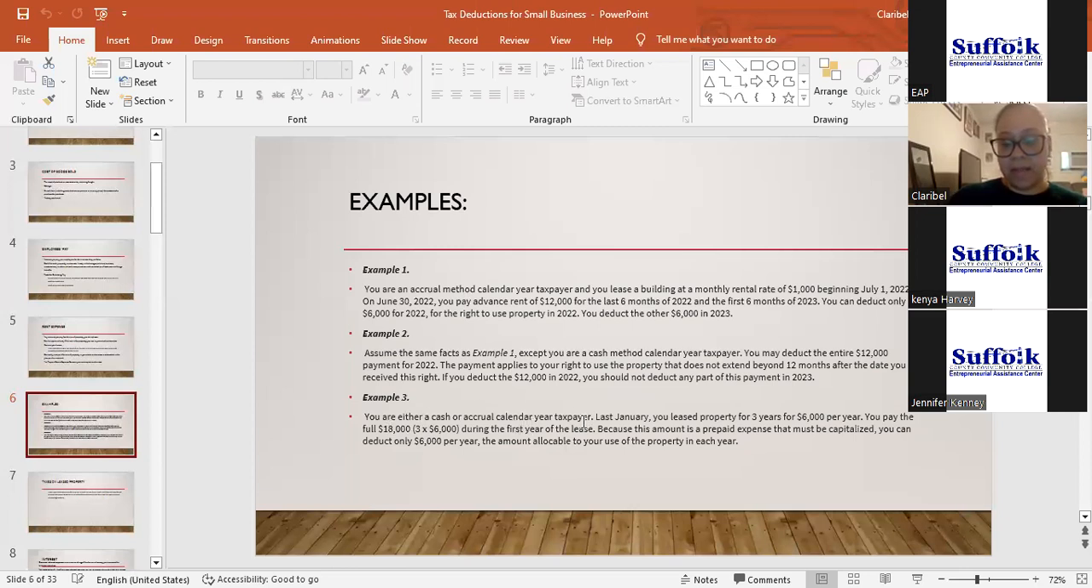Here's another example. Last January, you leased the property for 3 years for $6,000 per year. You pay the full $18,000 of 3 years times $6,000 during the first year of the lease. Because this amount is a prepaid expense that must be capitalized, you can deduct only $6,000 per year, the amount allocable to use of your property in this year, because it's just from January. So only for that 1 year. You can only go 1 year ahead, and the rest must be capitalized.